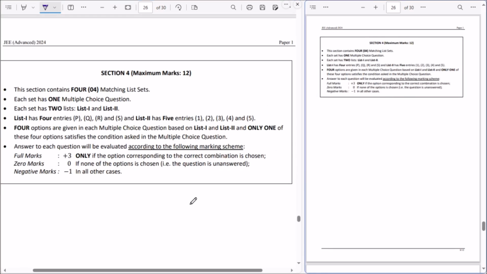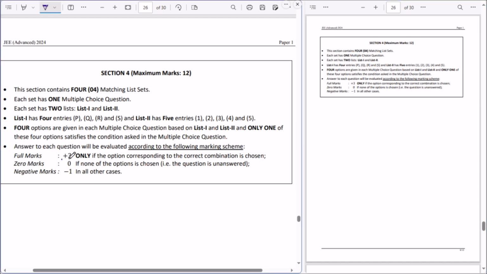Next, section 4. Dear students, this section will carry 12 marks. This section contains 4 matching list sets. Each set has 1 multiple choice question. Each set has 2 lists, that is list 1 and list 2. List 1 has 4 entries P, Q, R, S, and list 2 has 5 entries. 4 options are given in each multiple choice question based on list 1 and list 2, and only one of these 4 options satisfies the condition asked in the multiple choice question.